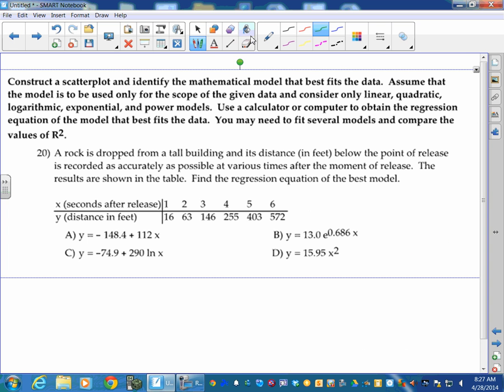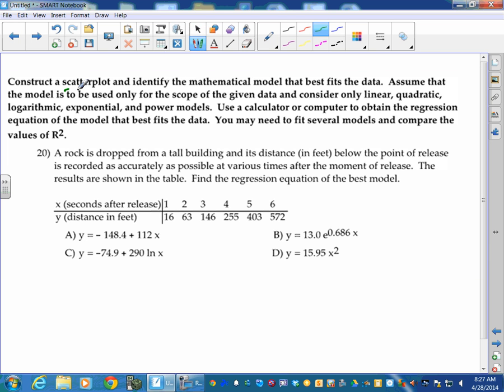Here we go. So number 20. This one is your scatter plot. Identify the model that best fits. Remember, these are your choices: linear, quadratic, logarithmic, exponential, and power. When you have this, you're required to show me your scatter plot, your graph, your equation, and your prediction. Oh no, in this case, there's no prediction. So you have to have all three of those.